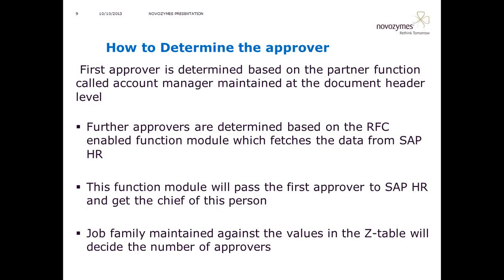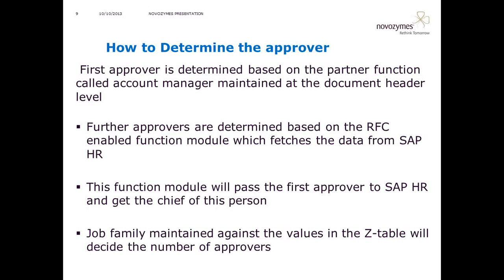And all further approvers are determined based on the RFC enabled function module, which fetches the data from SAP HR. Already we have SAP HR in place with all the organization data set up. So I already have the first approver, so I'll pass this first approver to the function module and ask it to fetch the chief of that approver from the SAP HR system. That way we are reusing the data that already exists in my SAP HR system.